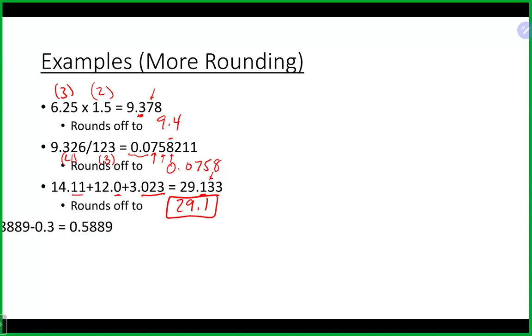And lastly, here we're subtracting. So once again we're looking at decimal places. We've got 4 there and 1 there, so that is going to be 1 decimal place that we want to go to. Looking at the number next to it, which is an 8, we're going to round up in this case. So it's 0.6. Any questions on any of those?